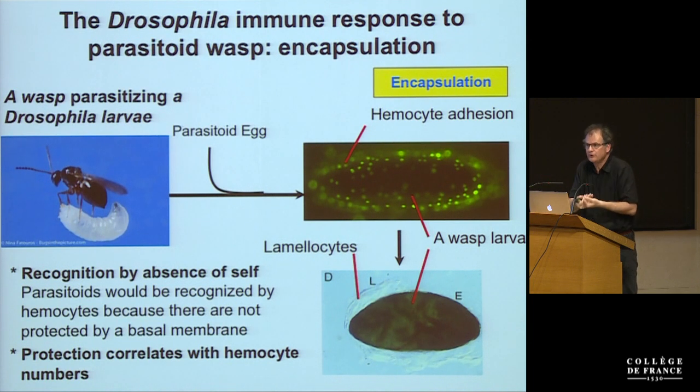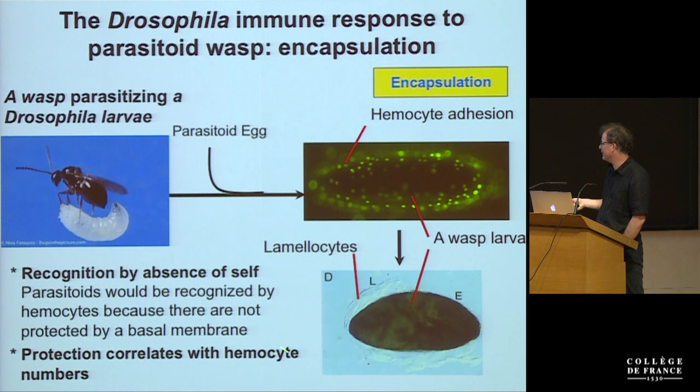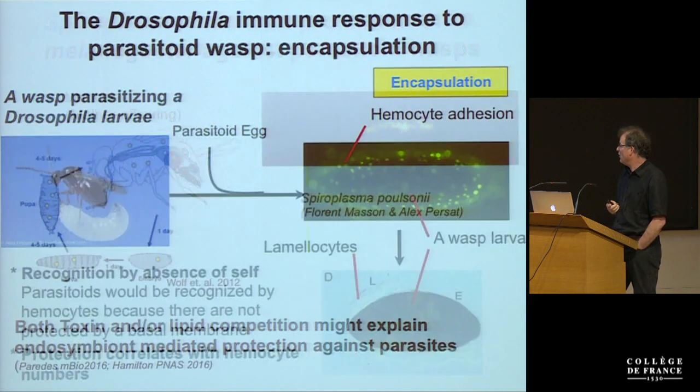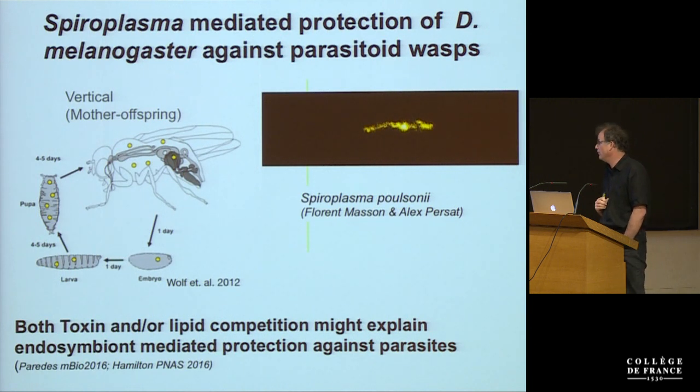But as soon as you put a tissue which is not covered by the basal membrane, they start to encapsulate. Okay? Finally, studies have shown that the protection correlates with hemocyte number. But I just showed you that the number of hemocytes is also linked to a trade-off, because hemocytes consume lots of energy. Another interesting mechanism used against parasitoid wasps that we have discovered is the case of Spiroplasma.